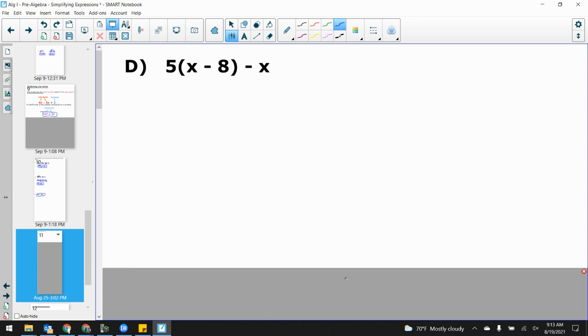And then let's take this last one. I distribute the 5 to get 5x. I distribute here to get minus 40. So what's my final answer? 4x minus 40. Very good.